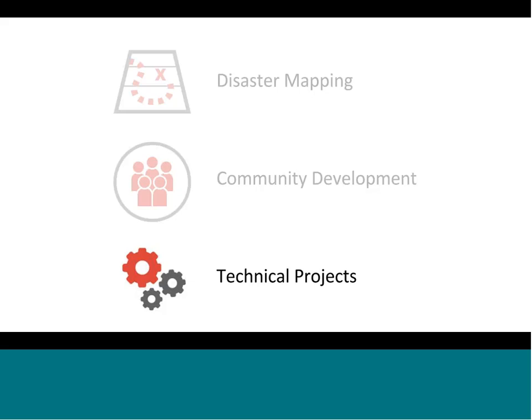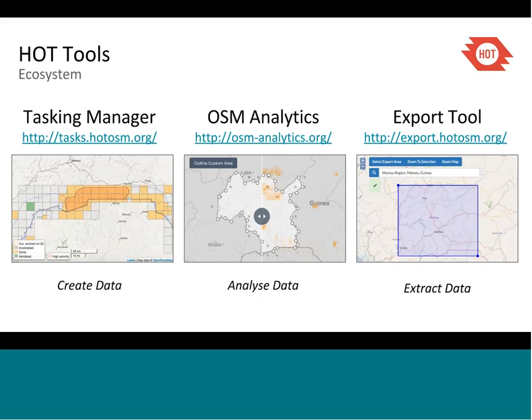The last area that HOT really focuses on is technical projects. We have a number of tools that we've developed surrounding the OpenStreetMap data. We have the Tasking Manager, which really focuses on creating data in OpenStreetMap, and you can see the grids in the image on the left. It helps to break up and organize different sections of an area of interest, so that when you have maybe hundreds of volunteers wanting to map at the same time, it keeps things in order so that people aren't trying to edit the same place and you have data conflicts. It also makes sure that it goes through 2 rounds of mapping.